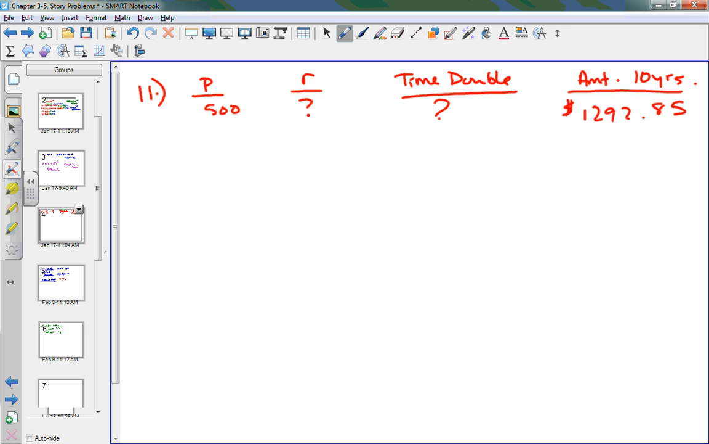Okay, you have to have this formula. The amount that I have after 10 years is $1,292.85. The initial amount that I put in was 500. My rate, I do not know, but the time that it took to get to $1,292 was 10 years. True statement? Now I can find my rate, and after I find my rate, what can I find next? Time to double. Do you understand that? It's all a matter of which one you find first.